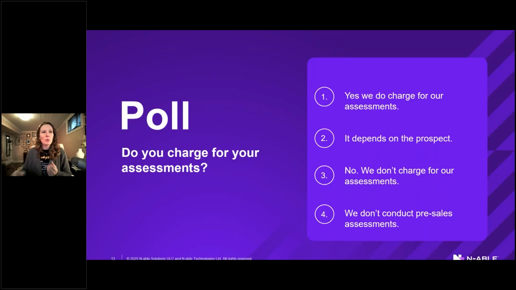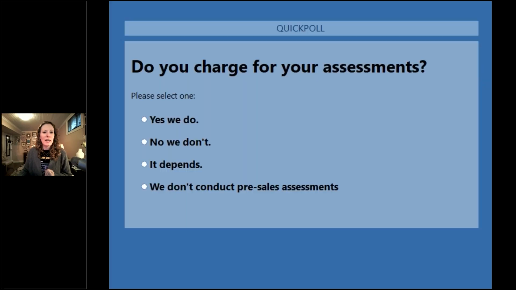I do have a quick poll because I am curious for everybody that is on the line today. If you do offer assessments today, do you charge for your assessments? And sometimes it's a controversial question. So yes, we do, no, we don't, or it depends, or we don't conduct any pre-sales assessment. So I just have 4 options there.